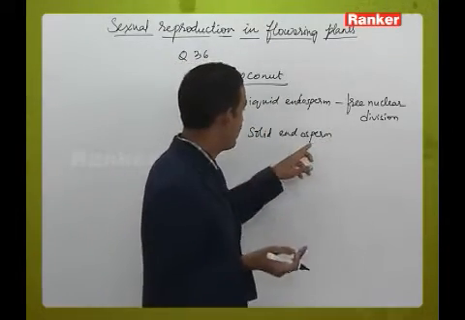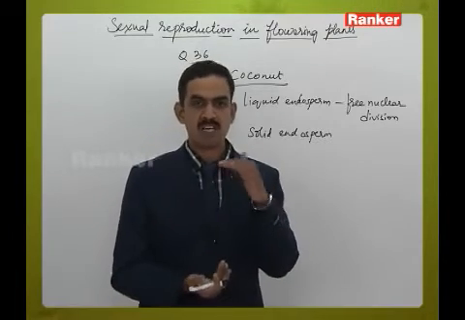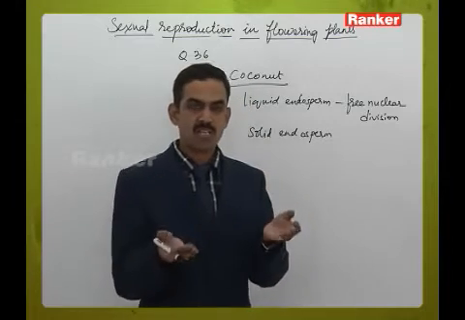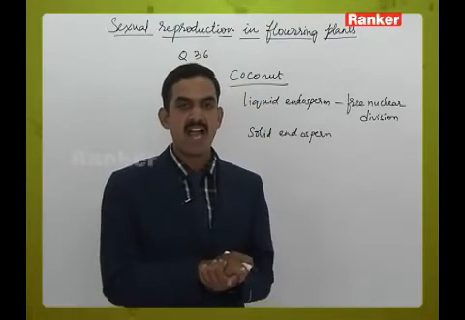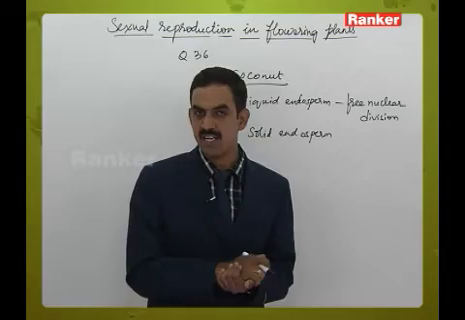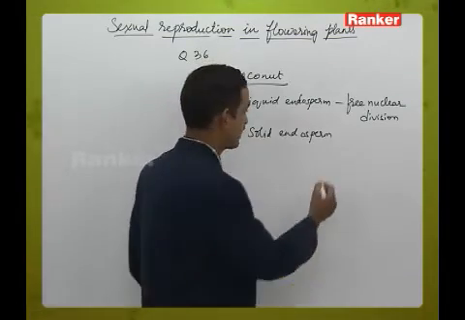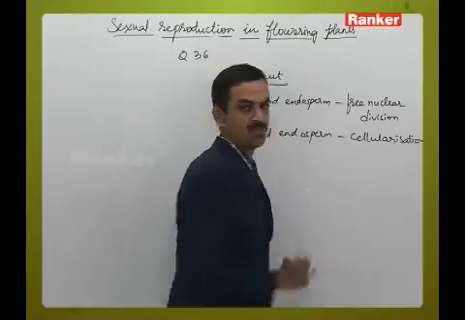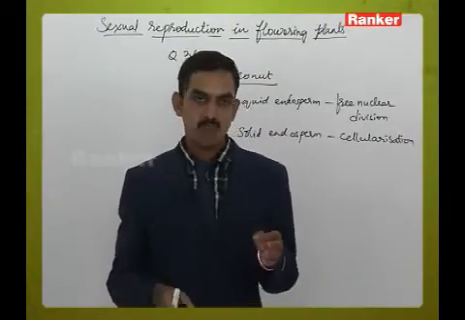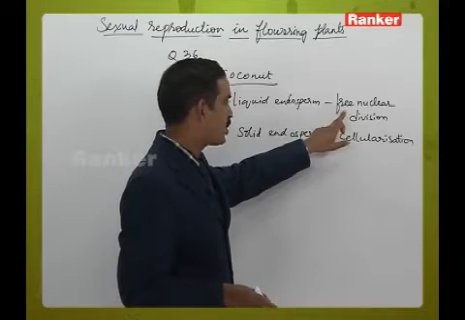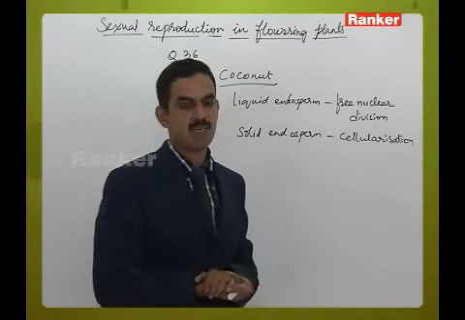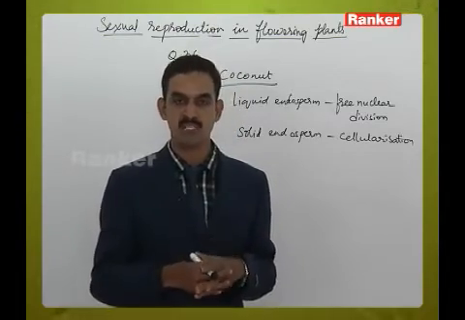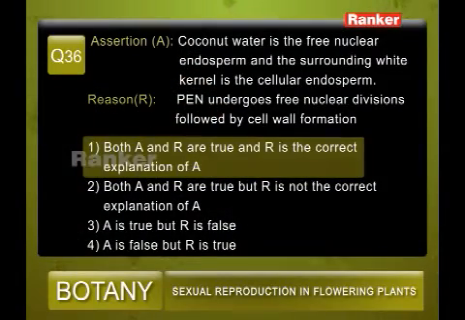And how is this solid endosperm formed? After some time, when the first free nuclear division has taken place, each nucleus starts accumulating some cell wall around it and cellularization takes place, or we can say cell wall formation takes place. So the liquid endosperm results from free nuclear division and the solid endosperm results from cell wall formation, or the cellularization process, of the primary endosperm nucleus. So question number 36, the correct answer is 1.